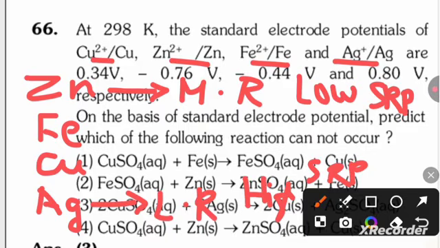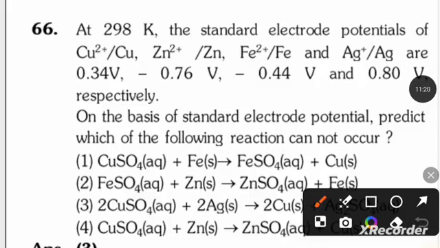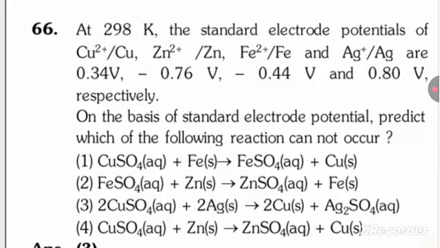Based on this we can conclude that a metal at a higher position can displace metals of lower position in their salt solution. So in the question, on the basis of standard electrode potential, we need to predict which of the following reactions cannot occur among the four reactions.